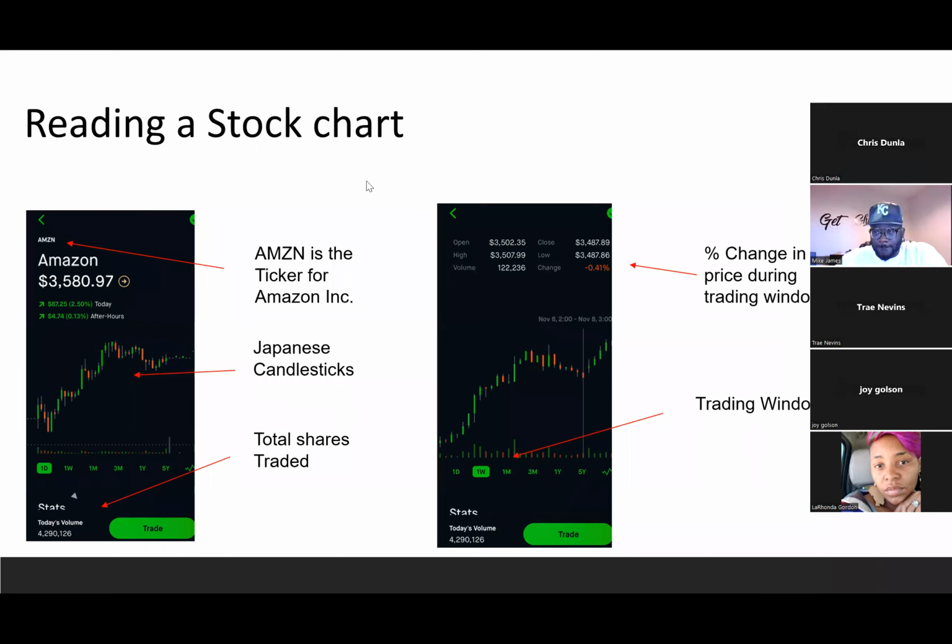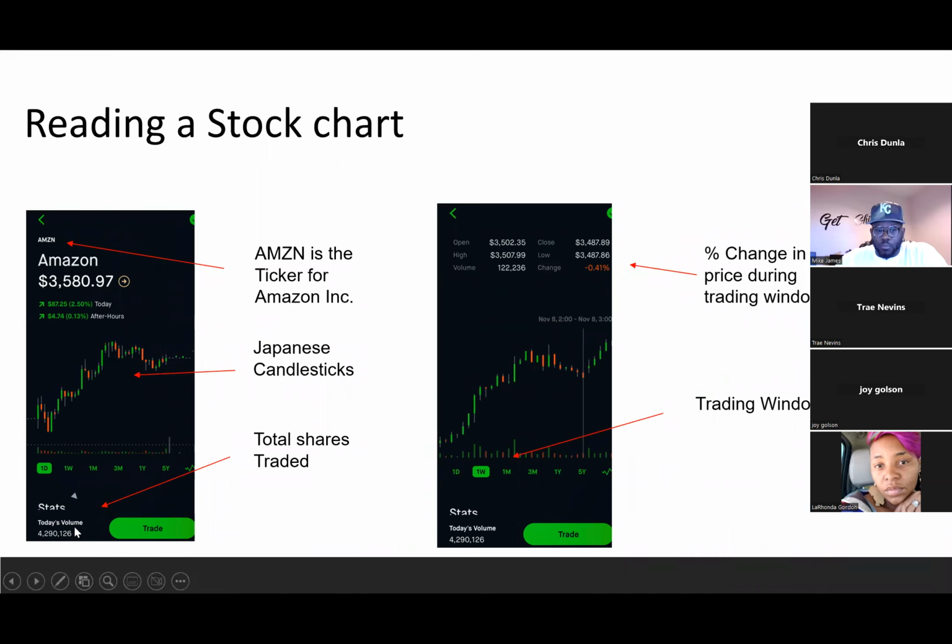So when we talked about the ticker symbol, again, when you look up a stock, Amazon, the ticker symbol is what you're going to be seeing here. These are your Japanese candlesticks, again, the charts that you actually read. And this is a part of technical analysis that we'll talk about a little later. Your total shares traded will be down here. And that's, again, total shares traded or today's volume.